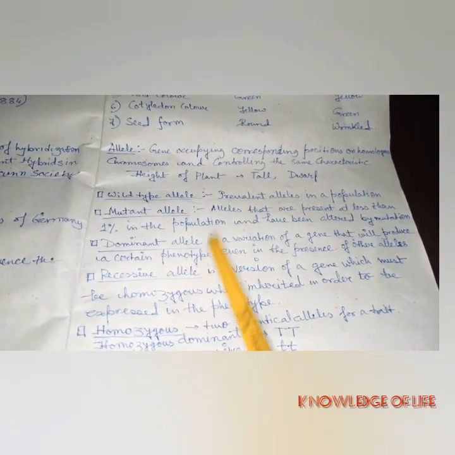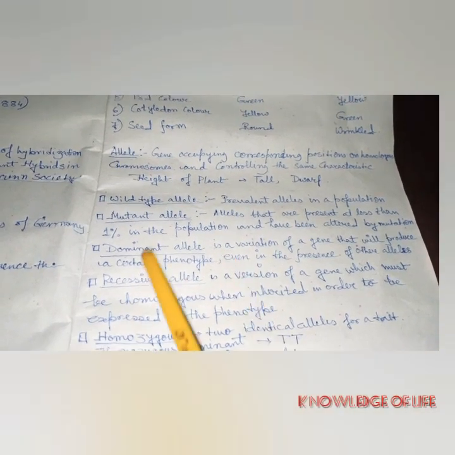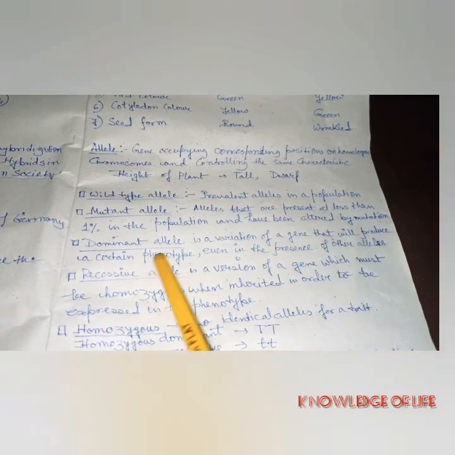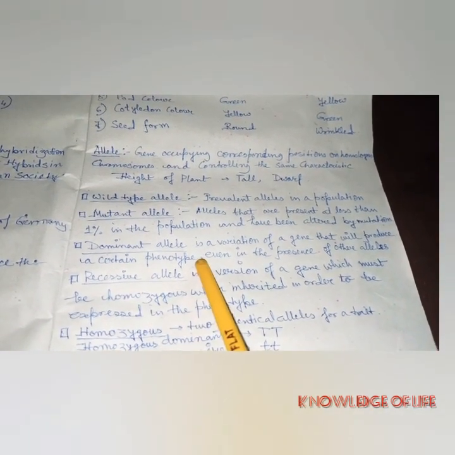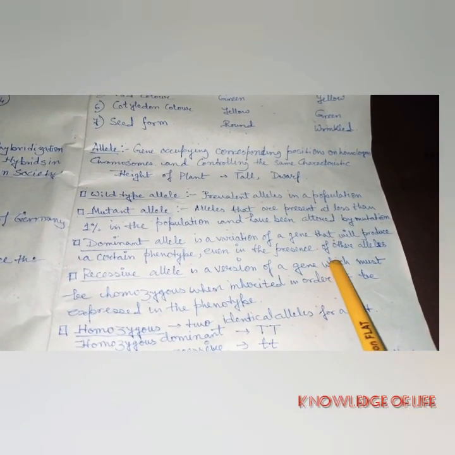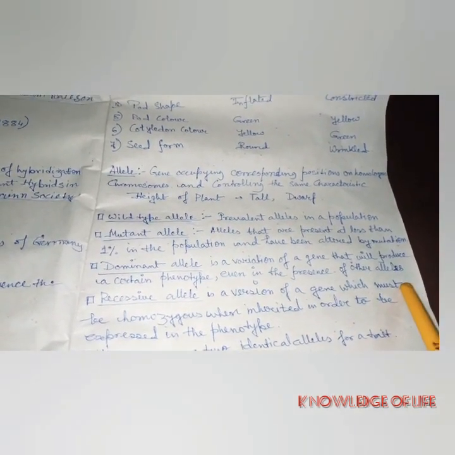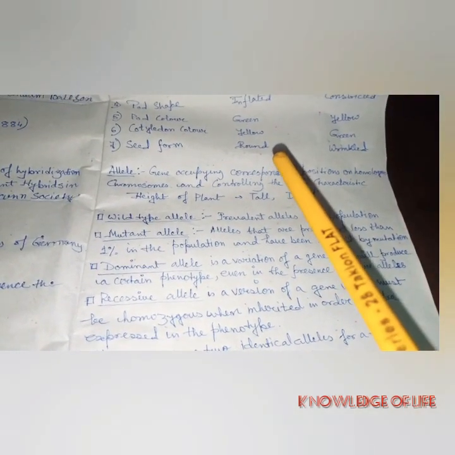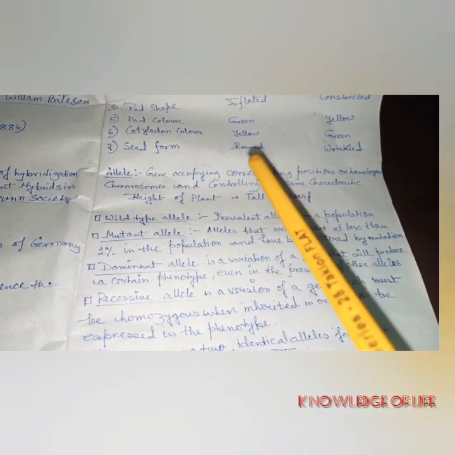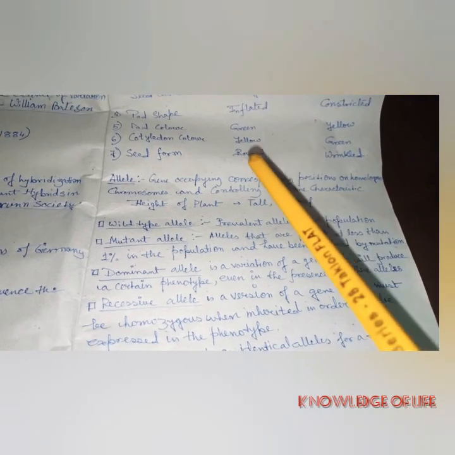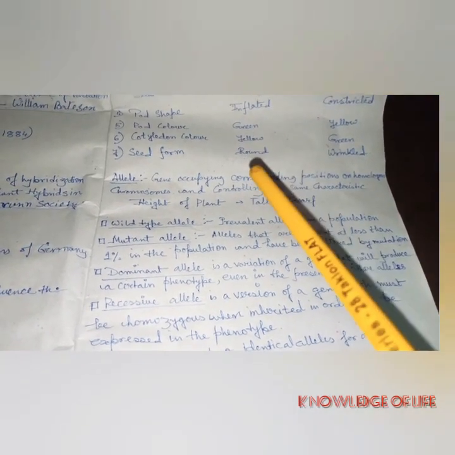Now, I am discussing the dominant allele. A dominant allele is a variation of a gene that will produce a certain phenotype, even in the presence of other alleles. It means a dominant allele masks or hides the expression of a recessive allele, and it is represented by an uppercase letter.